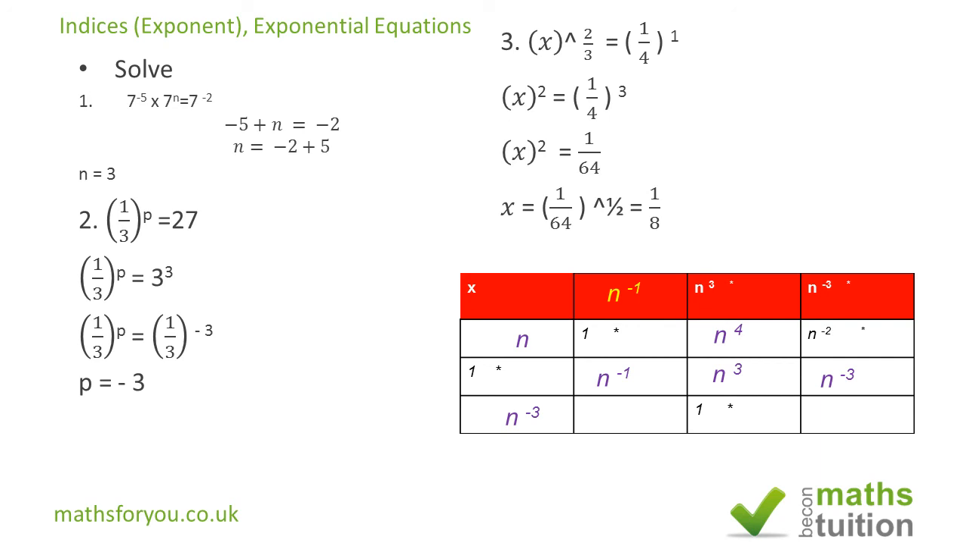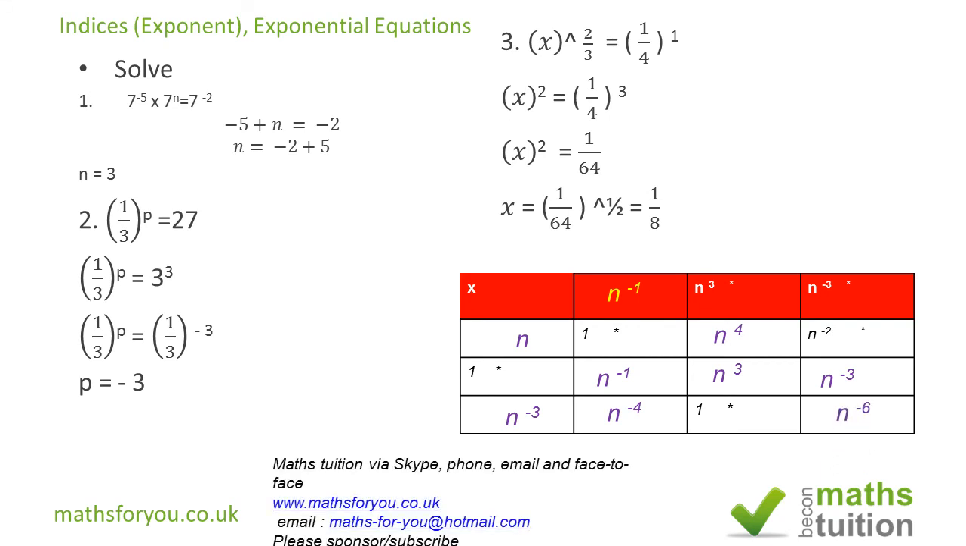Now that being the case, we then say that n to the power minus 3 times n to the power minus 1, if you add minus 3 to minus 1, we get n to the power minus 4. Similar for this one here, n to the power minus 3 times n to the power minus 3 will give us n to the power minus 6, and that's what we've got here.